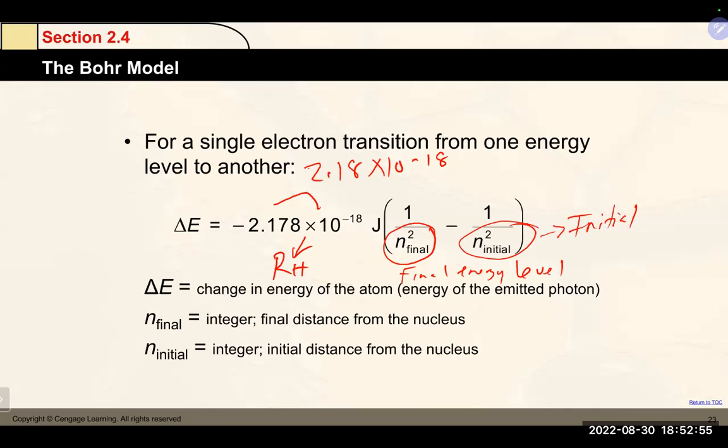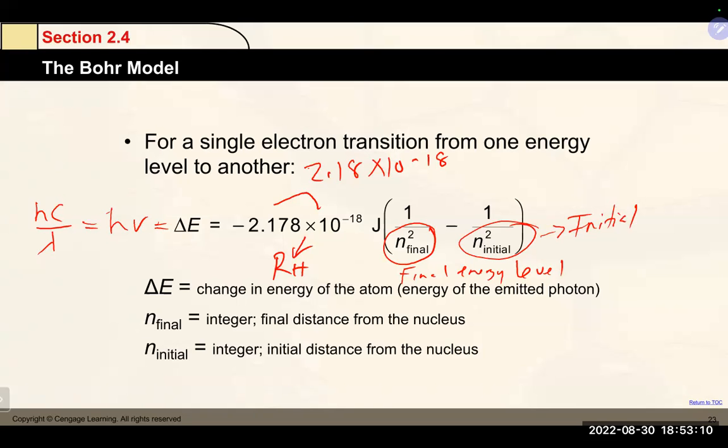And the change in energy is equal to minus 2.18 times 10 to the minus 18 times 1 over n squared final, that is the final energy level of the electron, minus 1 over n squared of the initial energy level of the electron. This change in energy is the same relationship that we saw earlier, which would be h times the frequency, and also hc over the wavelength. So all three of those equations we saw earlier can also tie into this.